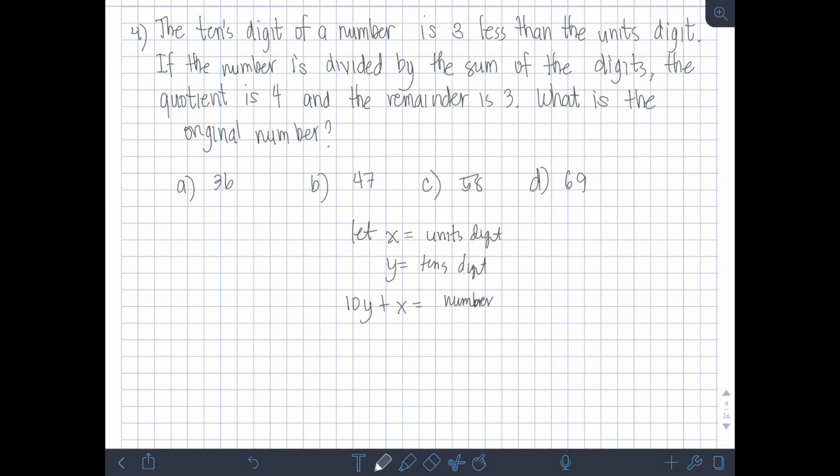So gawa tayong equation. So sabi, the tens digit of a number, so the tens digit y is equal 3 less than the units digit. So 3 less than the units digit, which is x.